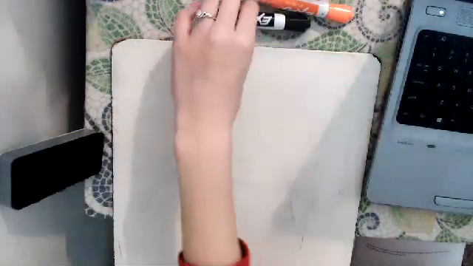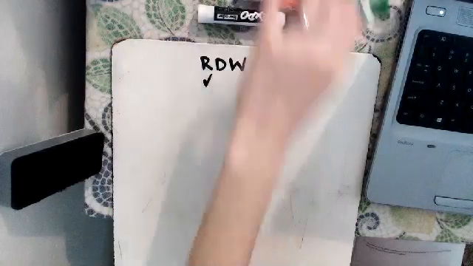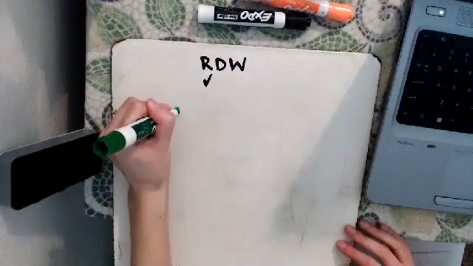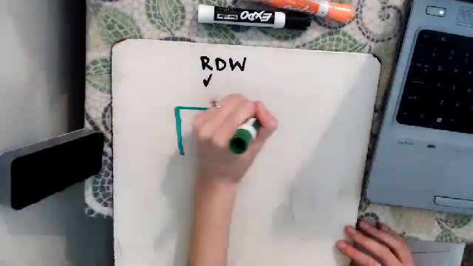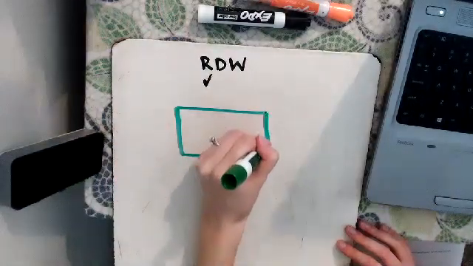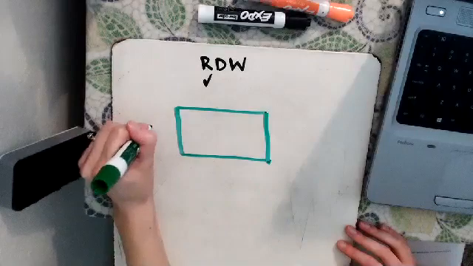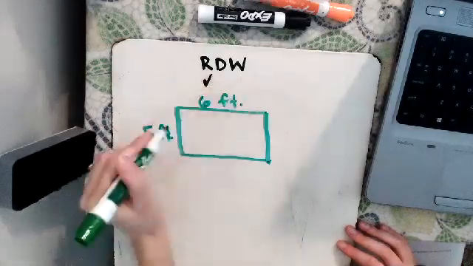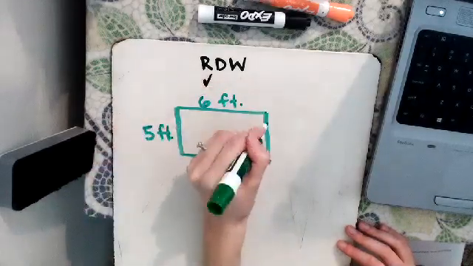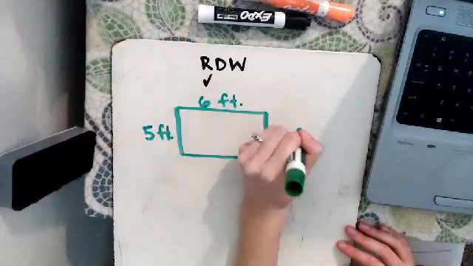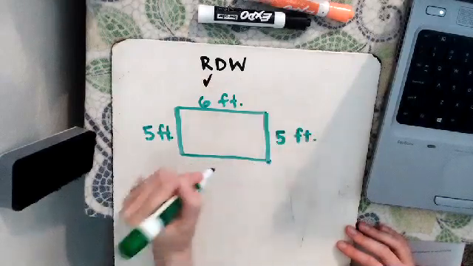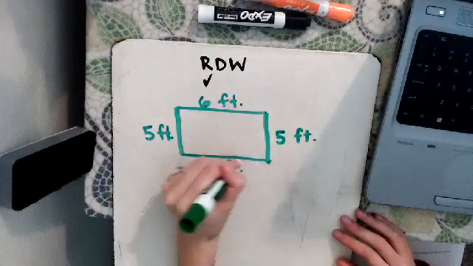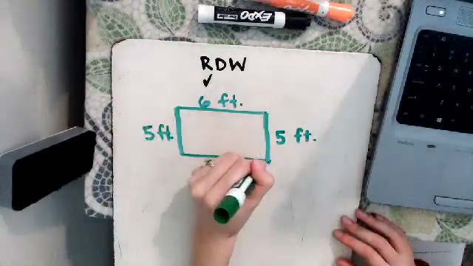The rectangular bulletin board is 5 feet by 6 feet. So let's draw that bulletin board. 5 feet by 6 feet. Can you tell which side's the 5 and which side's the 6? The shorter one's 5, the longer one's 6. If this side is 5, what is this side? It's a rectangle. Opposite sides are equal. 5 feet. What about this? 6 feet.